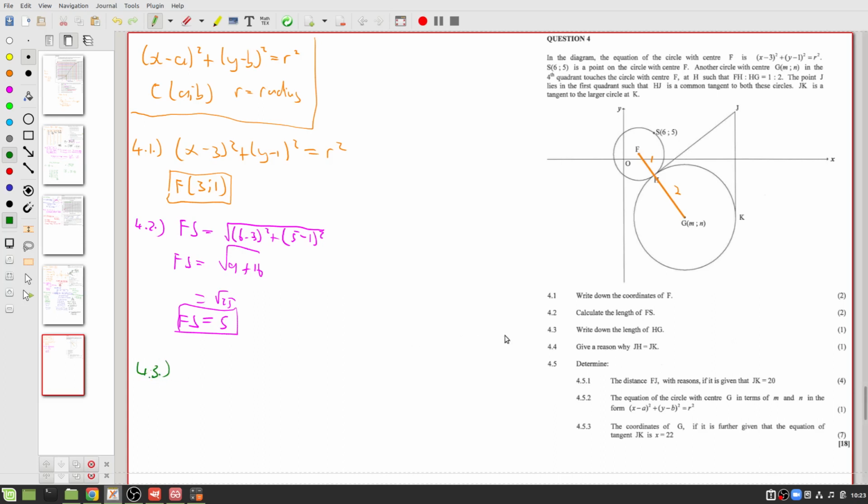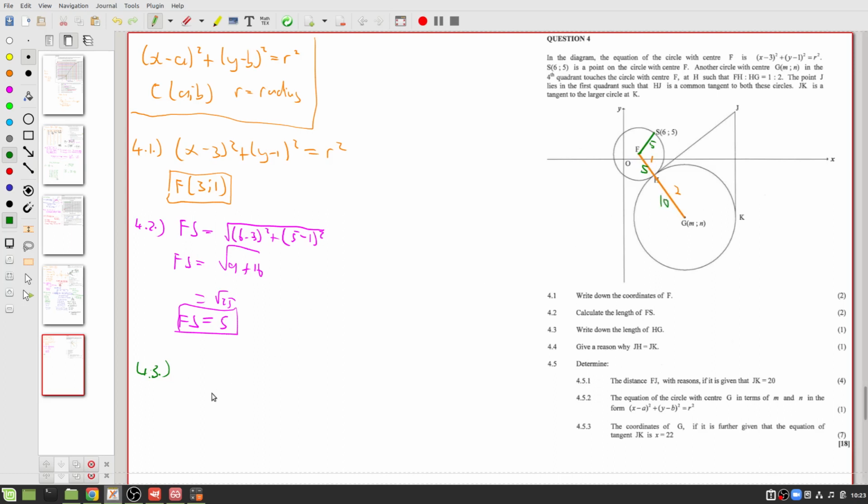4.3: write down the length of HG. What we need to know here is that the ratio of FH to HG is 1 to 2. So if we know the distance of FH, we can find HG. Let's have a look at this. We know what FS is. We know that's 5, and FS is a radius. But FH is also a radius, so that's also 5. So if this is 5, and this ratio is 1 to 2, then this must be 10.